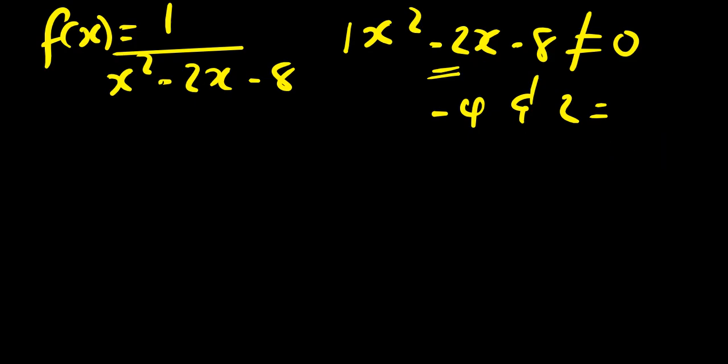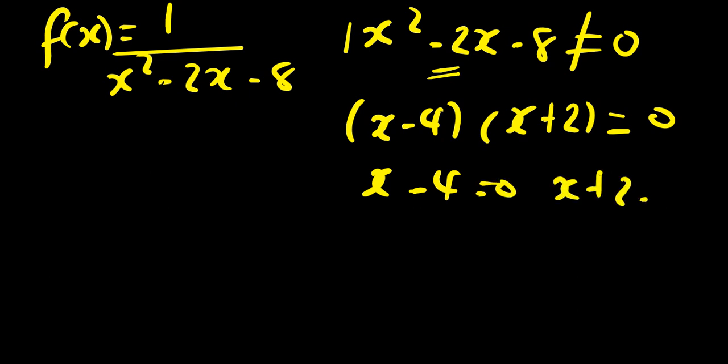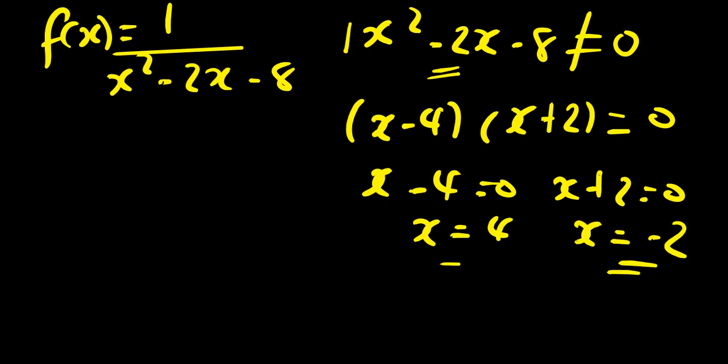So what are we going to have if we factorize this one? We're going to have x minus 4 as the first part, then x plus 2, because those are our factors. This is equal to 0. So we have x minus 4 equals 0 and x plus 2 equals 0. So x in this case will be equal to 4, and x will be equal to negative 2. So these are our critical values.